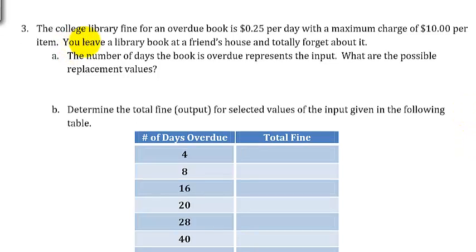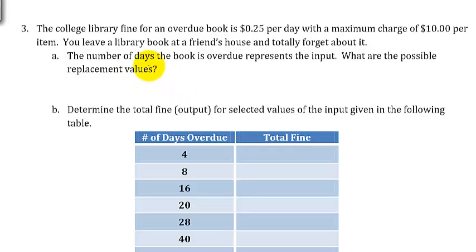Number 3, the college library fine for an overdue book is 25 cents per day with a maximum charge of $10 per item. You leave a library book at a friend's house and totally forget about it. The number of days the book is overdue represents the input. What are the possible replacement values?